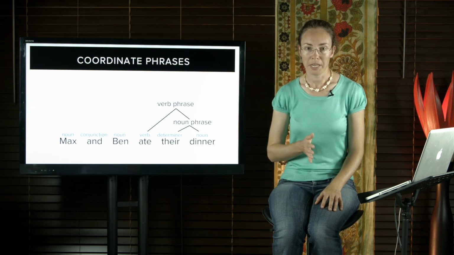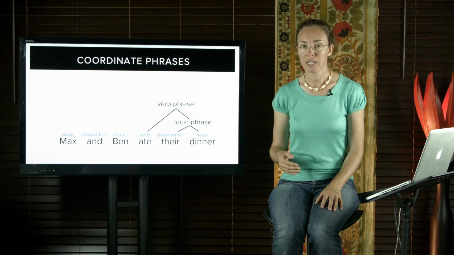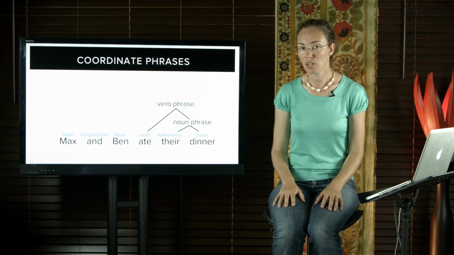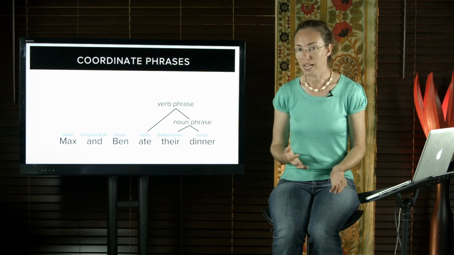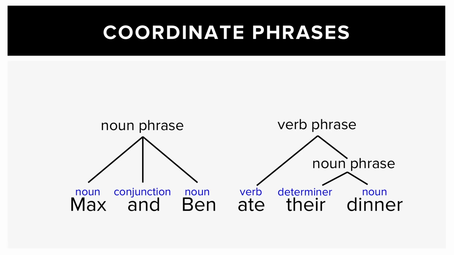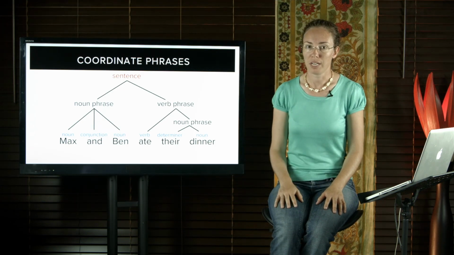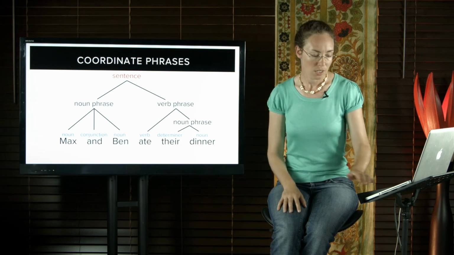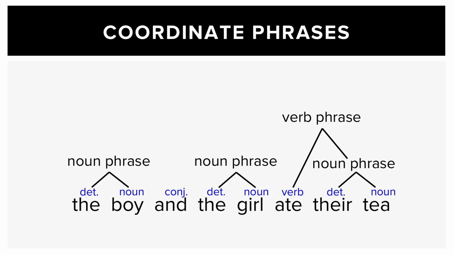Well, Max and Ben are both proper nouns, meaning that they don't need a determiner. So here we simply join Max and Ben together at the same time. We can then label this as a noun phrase and join it to the verb phrase as a sentence. But what if we don't have proper nouns? Let's take the sentence, the boy and the girl ate their tea.